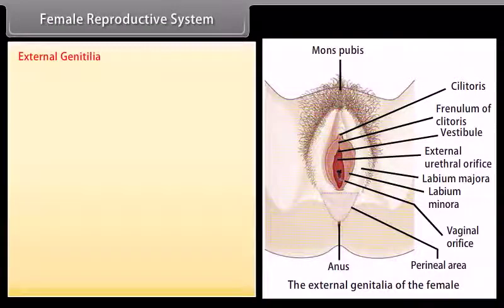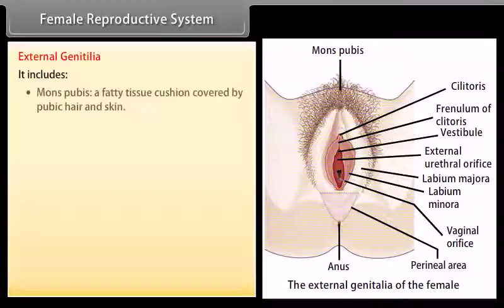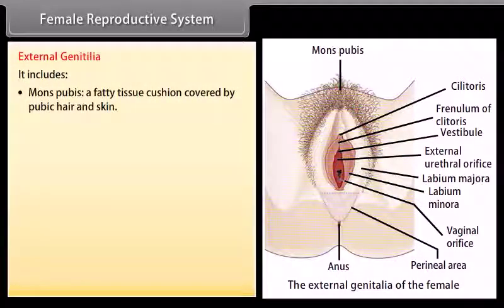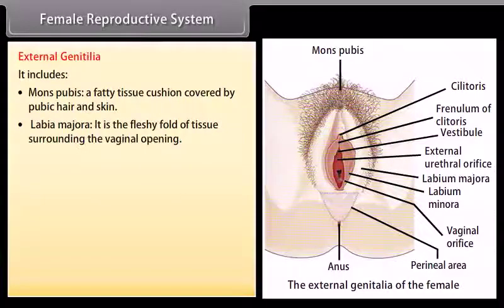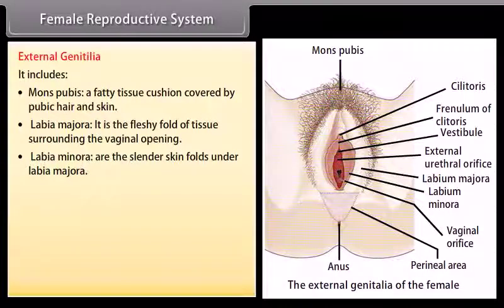External genitalia. It includes the mons pubis, a fatty tissue cushion covered by pubic hair and skin. Labia majora. It is the fleshy fold of tissue surrounding the vaginal opening. Labia minora are the slender skin folds under the labia majora.